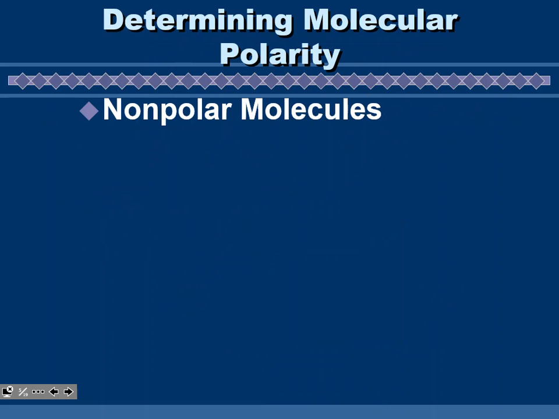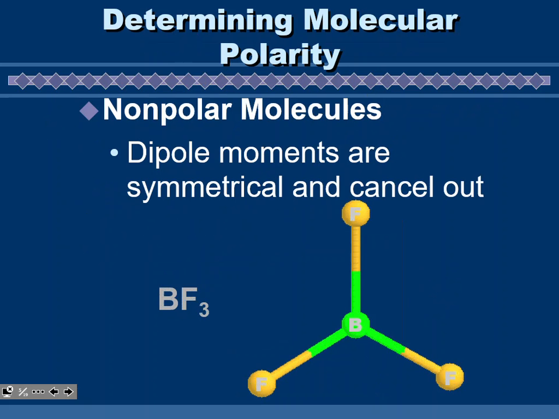So let's take a look here. Nonpolar molecules, dipole moments are symmetrical and cancel out. So if you're looking at BF3 here, the fluorines are all going to equally pull on those electrons from the central atom. So there is going to be no side of the molecule that is actually partially negative.